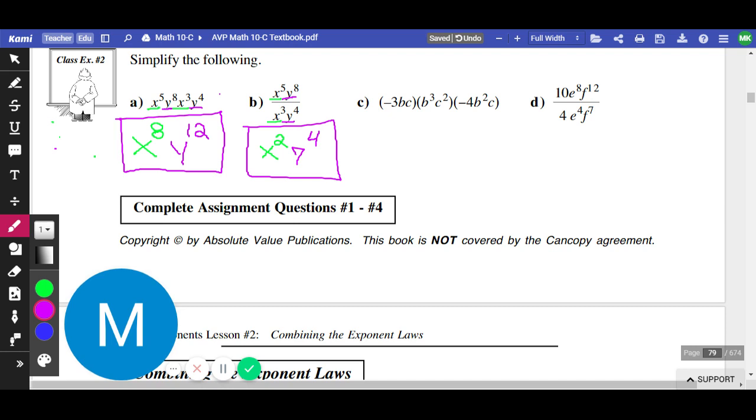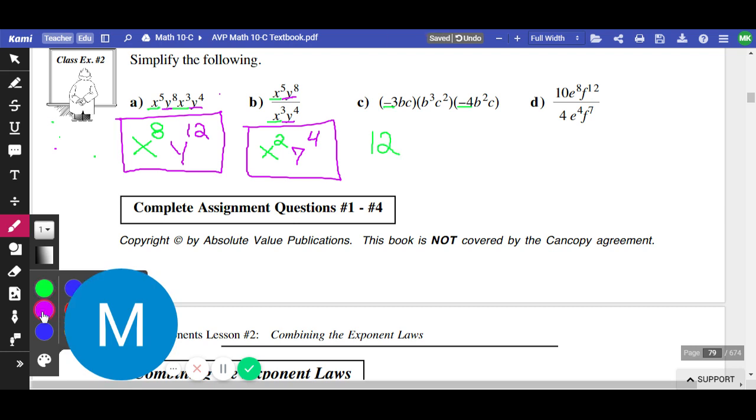Beautiful. A little bigger scale. So C, we've got 3 different things being multiplied together, right? Because we have brackets, brackets, brackets. We're going to follow our rules. Coefficients with coefficients, letters with letters, other letters with other letters. So as we're going through, my coefficients, negative 3, negative 4. They multiply together because they're coefficients. So it becomes positive 12.